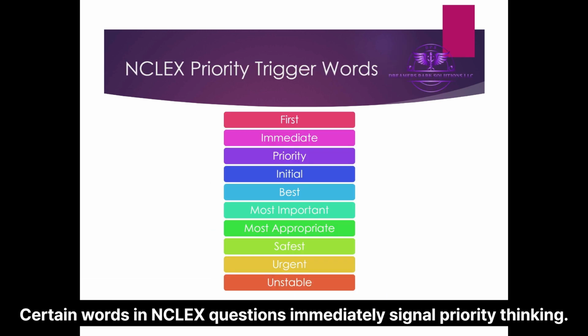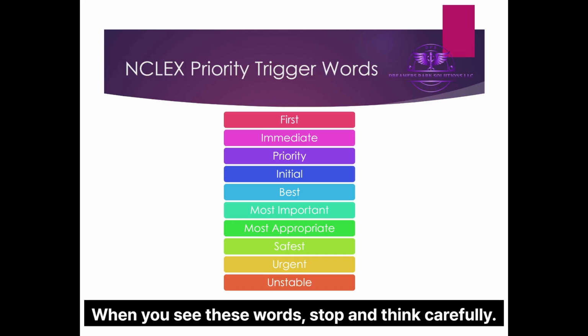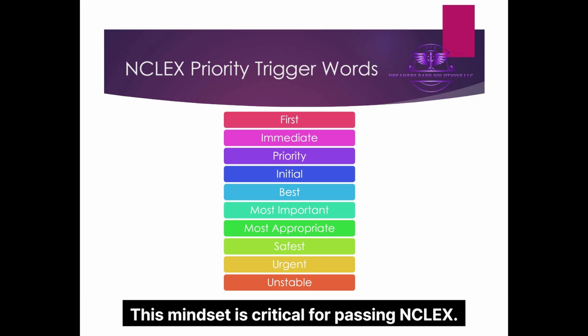Certain words in NCLEX questions immediately signal priority thinking. These include first, immediate, priority, initial, best, most important, most appropriate, safest, urgent, and unstable. When you see these words, stop and think carefully. The question is not asking for all possible actions. It is asking for the safest and most urgent nursing action first. This mindset is critical for passing NCLEX.